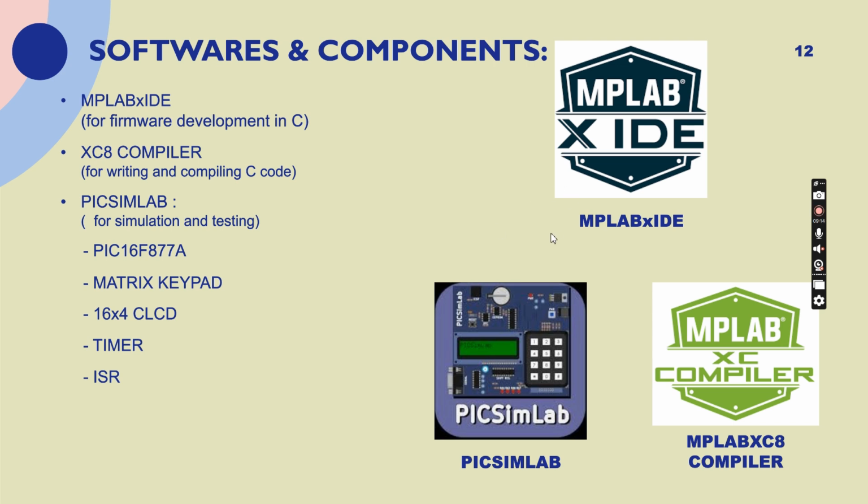So in this overall project, we use software for programming, which is MPLAB IDE, and for compilation we use the XC8 compiler, and for the simulation, the overall simulation is going on PIC and we use a PIC16F877 microcontroller. Then the matrix keypad, which is built in PIC, and the 16x2 and 16x4 CLCD, along with PIC timers and ISR. So here are the software and components which we used.